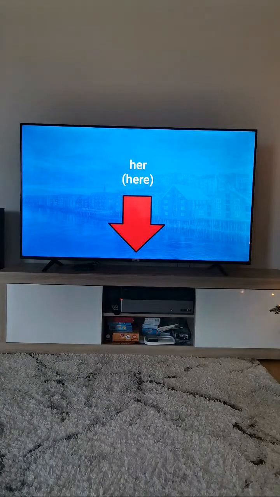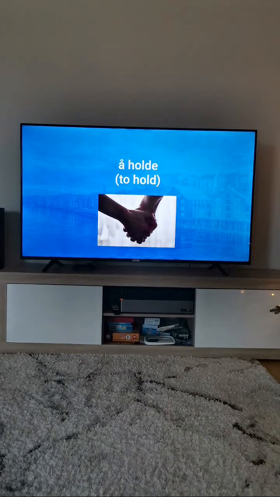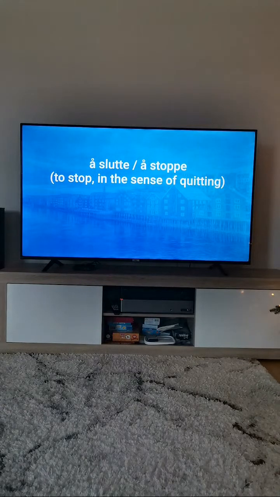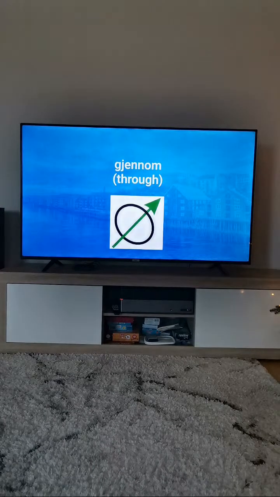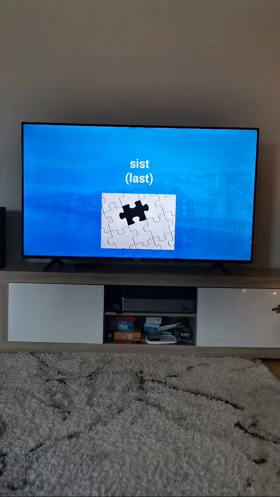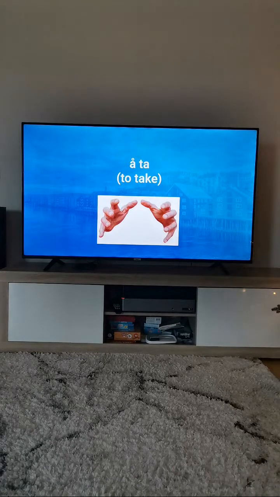Here is her. To hold something is å holde. To stop is å slutte. We also do have å stoppe. Through is gjennom. Last, as in like the last thing, is sist. To take is å ta.